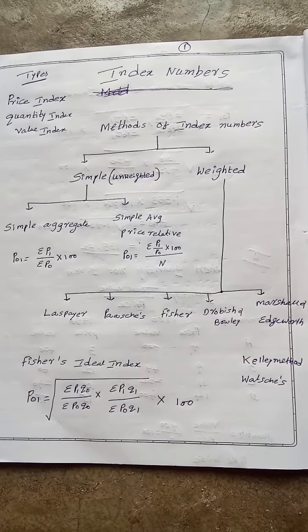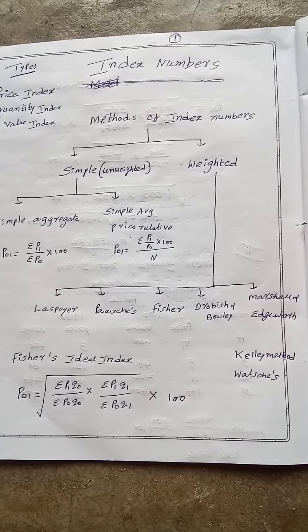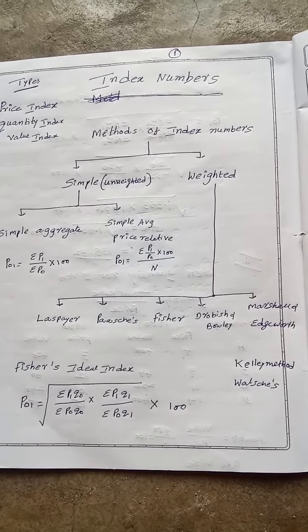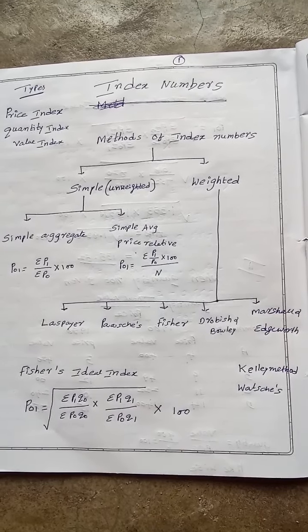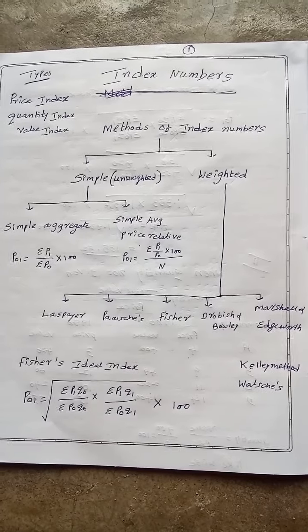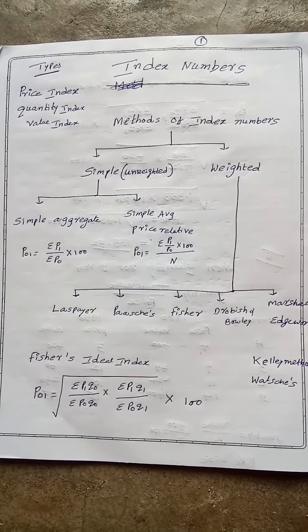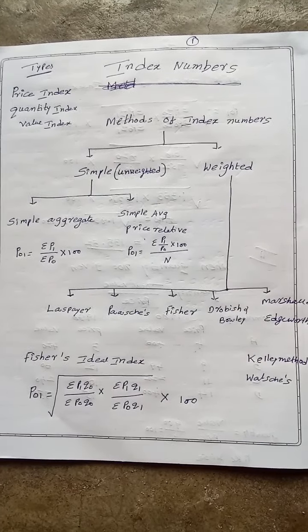See, my dear students, in the weighted average method, there are some important methods which you need to learn. The important methods are Laspeyres' method, Paasche's method, Fisher's method, Dorbish-Bowley, Marshall-Edgeworth, and Kelly and Walsh's method. However, my dear students, the Fisher index number is known as the ideal index number. Why? Because based on this, we can develop so many equations.